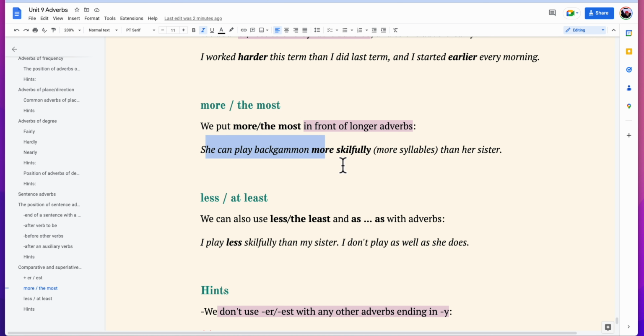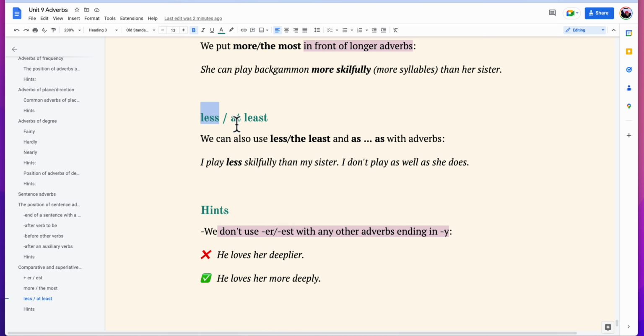She can play backgammon more skillfully. Skillfully has more syllables, so that's why we use the comparative more than her sister. We can also use less and at least for comparative and superlative. I play less skillfully than my sister. I don't play as well as she does. That is some hints for using comparative and superlative of adverbs.